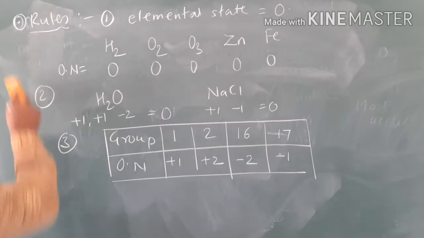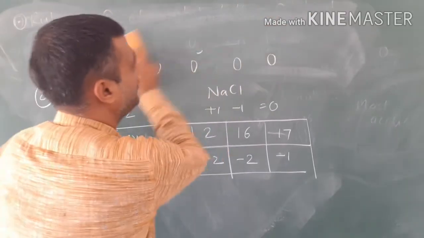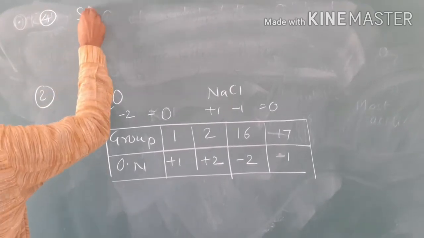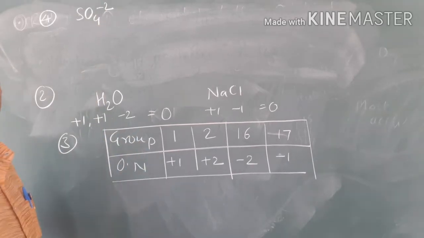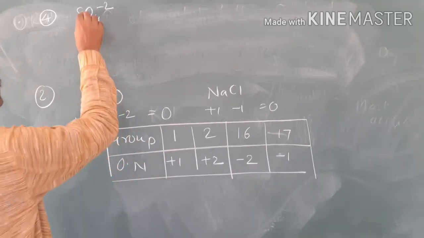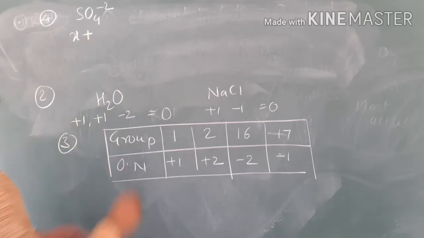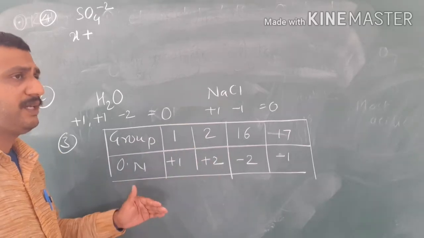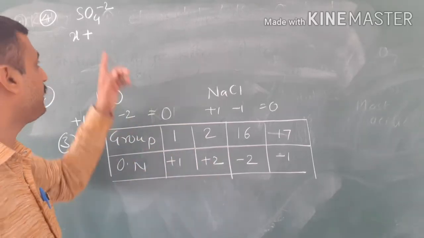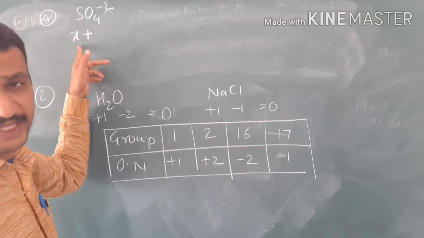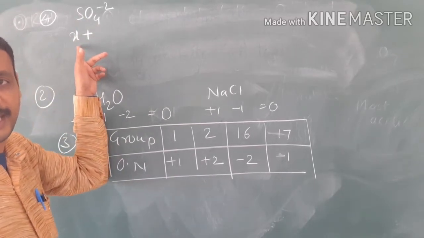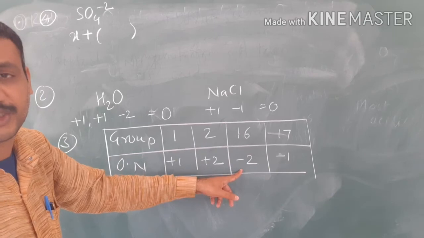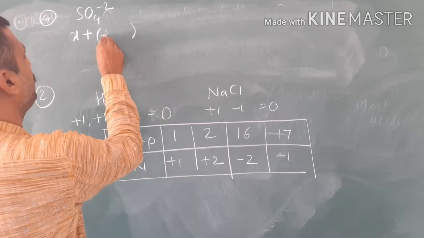The next rule for the determination of oxidation state is that the sum of oxidation states of all species in an ion is equal to the charge on the ion. Suppose the question is: what is the oxidation state of sulfur in the sulfate ion? Sulfur belongs to the 16th group, and we took -2, but actually its oxidation state is a different one here. Consider the oxidation state of sulfur as X. What is the oxidation state of oxygen? Oxygen belongs to the 16th group, so its oxidation state is -2.